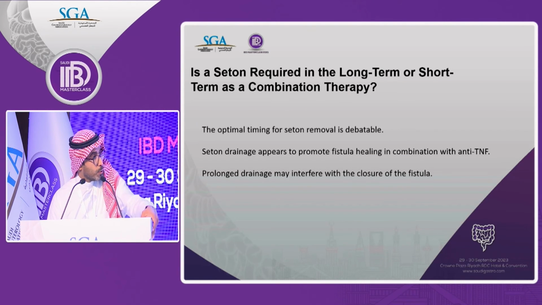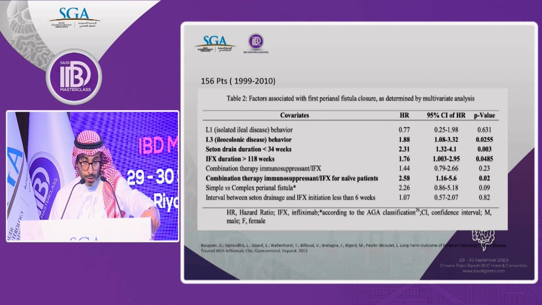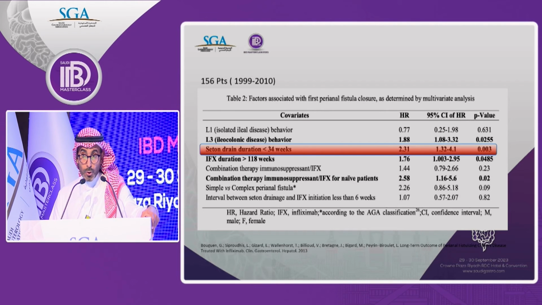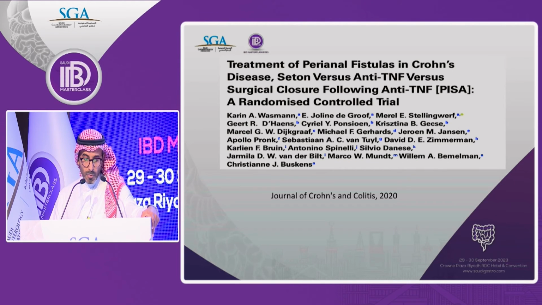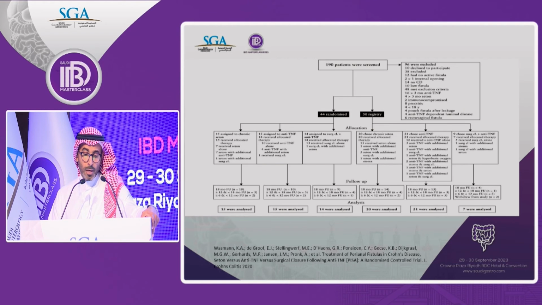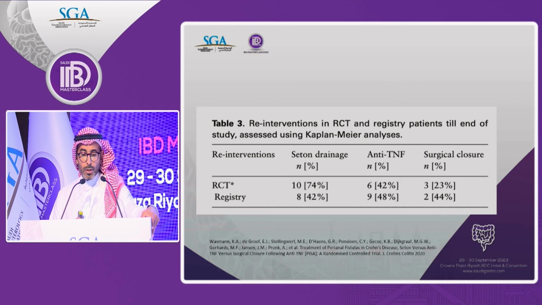Is a seton required for long or short treatment? Because of time, I will go through this quickly. A seton duration of less than 34 weeks was shown to be one of the key factors that play a role in closure of fistulas. So don't keep it for a long time. This is the BISA study, which randomized patients to seton insertion alone for a long time, surgical intervention, or anti-TNF, showing that if a patient has a long seton, then you have more re-intervention. So think about using a seton for a short period of time.